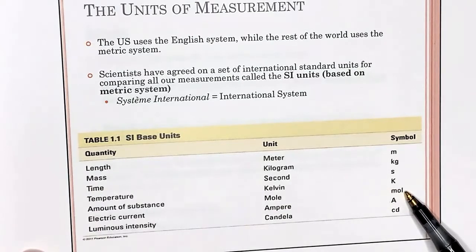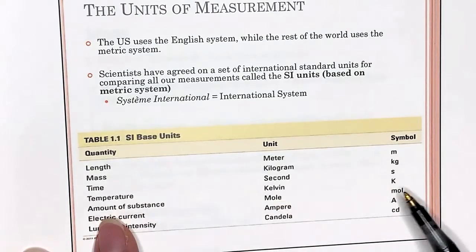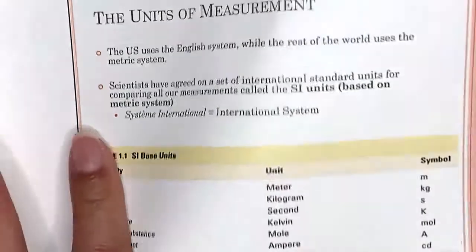Okay, a lot of students confuse this, so you have to remember amount of substance when you talk about moles. The symbol, the abbreviation for mole is actually mol. You can't say M because M means meter. Okay, so it's mol for mole. All right, let's go on and take a look at some other units.